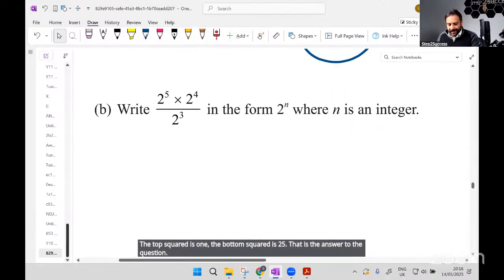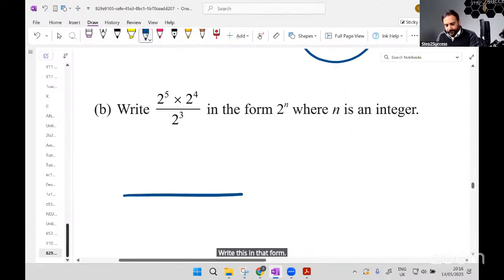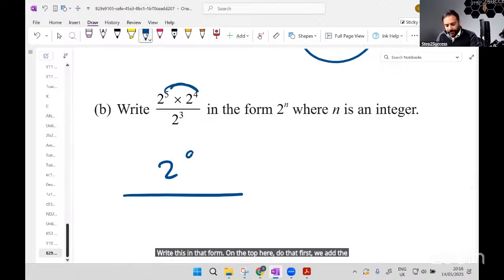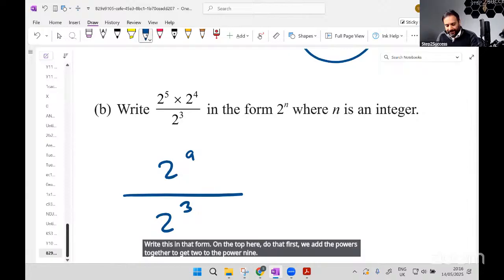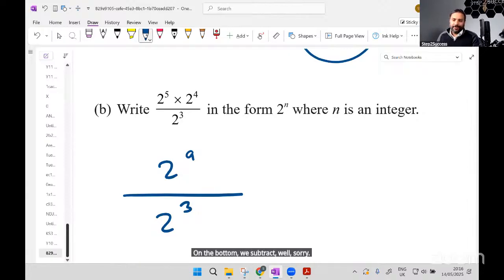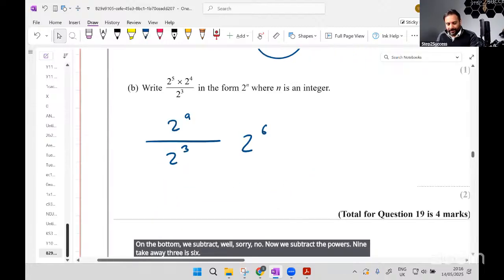Write this in that form. On the top here, do that first. We add the powers together to get 2 to the power 9. On the bottom, we subtract, well, sorry, no. Now we subtract the powers. 9 take away 3 is 6. So the answer is 2 to the power 6.